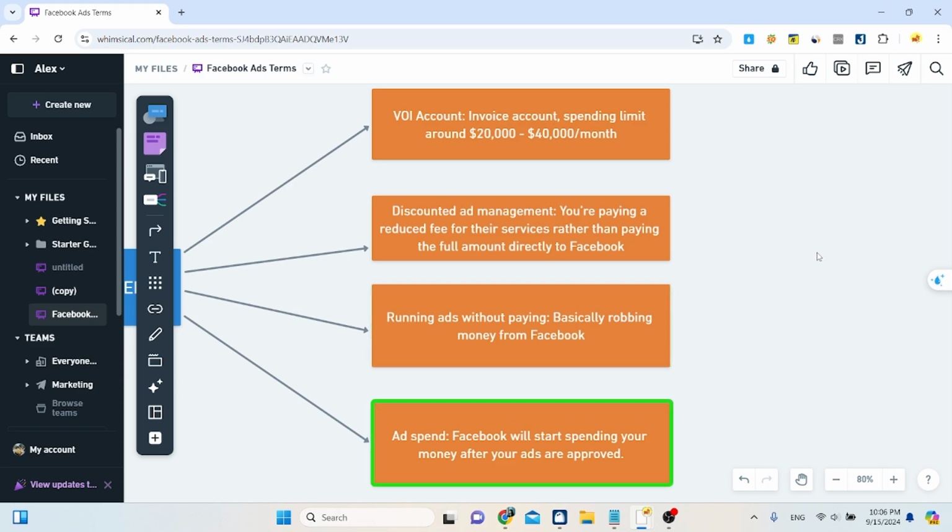Another term is ads that have eaten money. Simply put, Facebook has spent your money. After the campaign is approved, Facebook will start to spend your money. Many times, even though you have set up a campaign but it has not eaten money, it may be because your ad content violates Facebook's policies. At this point, you need to check your content to see if it is appropriate.